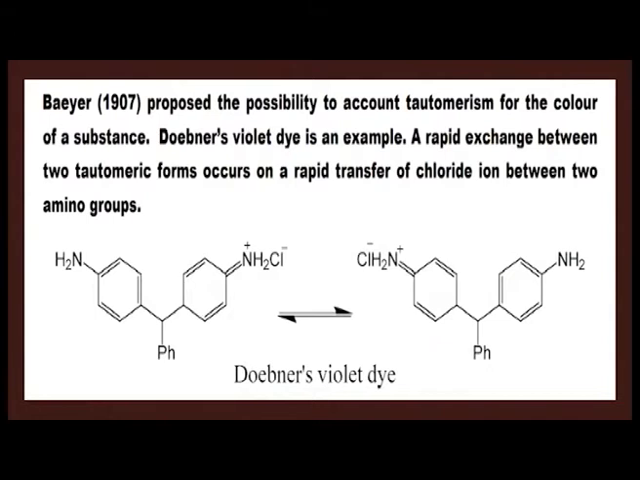Baeyer in 1907 proposed the possibility of tautomerism as the account for the color of a substance. Doebner violet dye is an example. A rapid exchange between two tautomeric forms occurs on a rapid transfer of chloride ion between two amino groups. Watson in 1914 suggested that tautomerization is a major requirement for colored compounds. After the discovery of colored compounds without quinoid structure, these theories given by Watson and Armstrong are no longer valid.